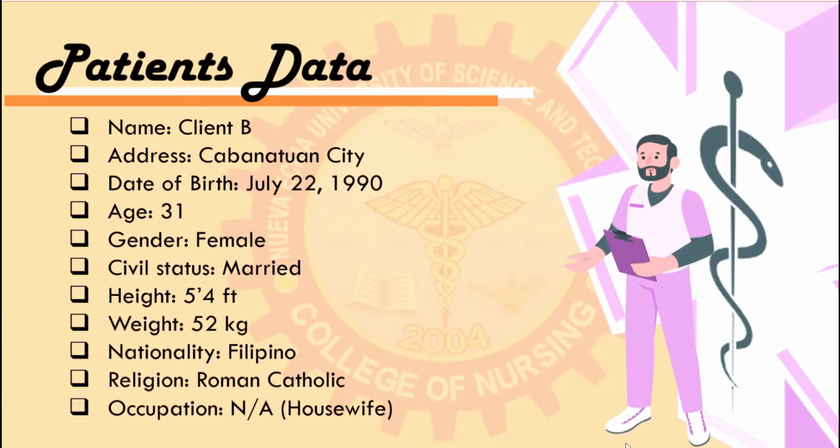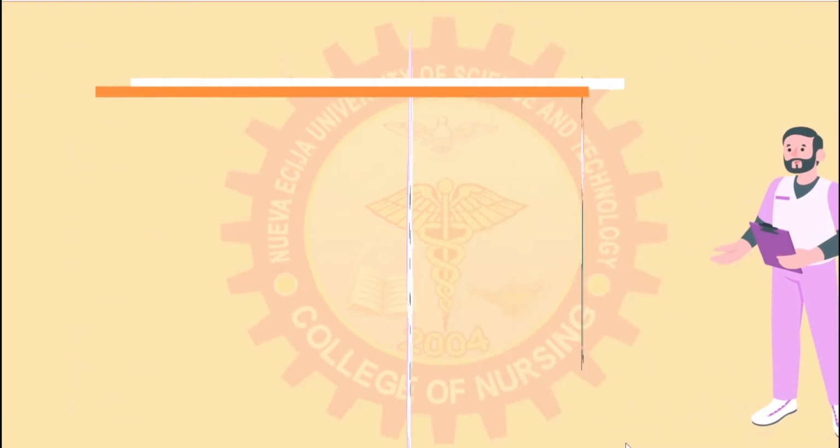For the patient's data, name Client B, address Cabanatuan City, date of birth July 22, 1990, age 31, gender female, civil status married, height 5'4", weight 52 kilograms, nationality Filipino, religion Roman Catholic, occupation housewife.